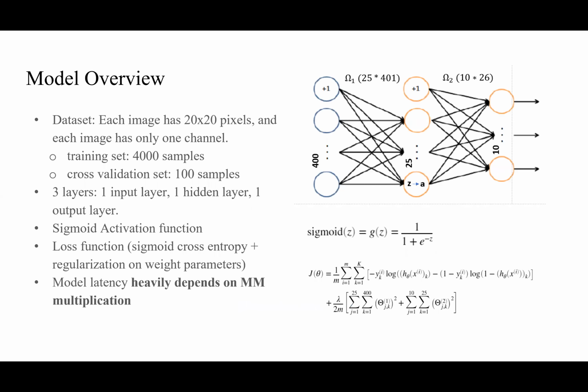In terms of the specific model, we have a data set. Each image has 20 by 20 pixels, and the training set contains 4,000 samples, and the cross-validation set contains 100. There are 3 layers: one input layer, one hidden layer, and one output layer. The activation function we chose is sigmoid, and the loss function is the sigmoid cross entropy with regularization. This model heavily depends on matrix multiplication, which is why we put a heavy emphasis on it later on.